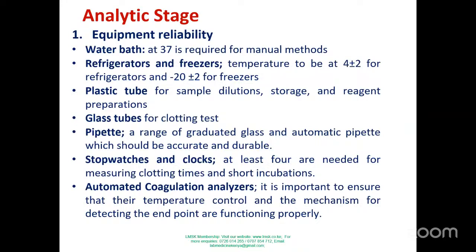So for automated coagulation analyzers, it is important to ensure that their temperature control and the mechanism for detecting the endpoint are functioning properly. If you are using automated platforms, you have to ensure that the PPM for these machines has been done and your machines are in check, which means in terms of temperature, it is not faulty. It's able to maintain the required reaction temperature of 37. And at the same time, the mechanism for detecting the endpoint of the reaction is functioning properly so that you are able to get an accurate result and not a false reaction.